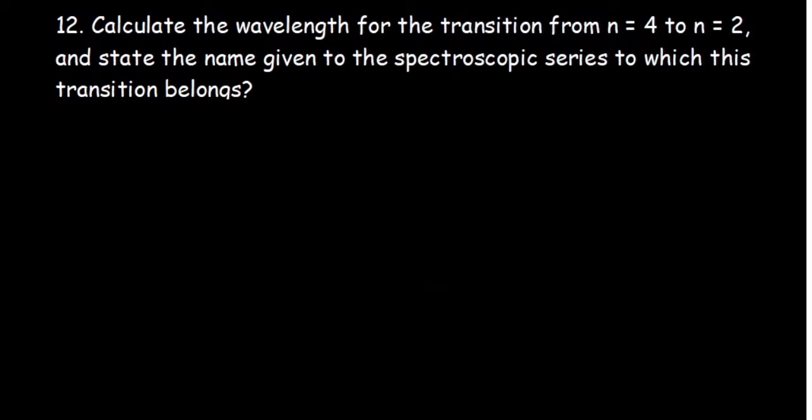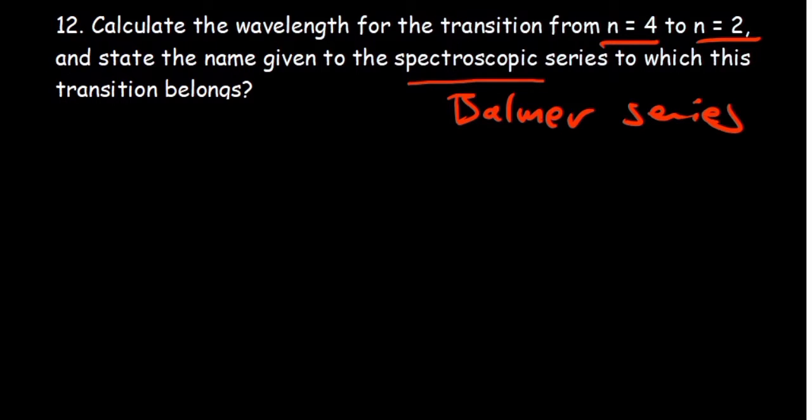Question 12. Calculate the wavelength for the transition of n is equal to 4 to n is equal to 2, and state the name given to the spectroscopic series to which this transition belongs. We said whenever you're moving from any other energy level to n is equal to 2, it was the Balmer series. So already we've answered that question. It's the Balmer series.